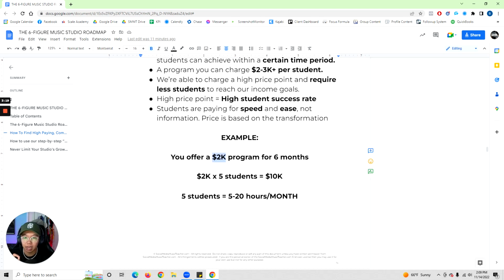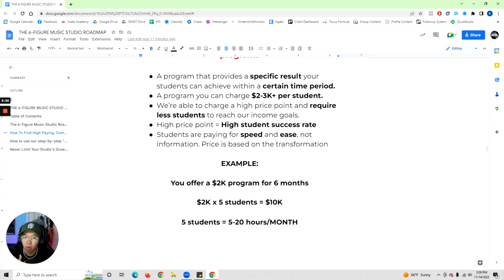Because imagine if you're able to collect 2K up front. Not only are you able to get to your income goals a lot faster, but also because they're investing so much into your music lessons, they'll have a high success rate as well. You've probably experienced it over your years of teaching, that the student who pays the higher price point takes their lessons more seriously. Maybe the same thing for you as well. If you pay $1,000 for a new car, you're gonna take care of that, right? Because you've invested so much.